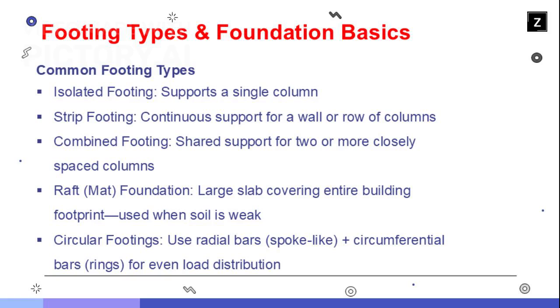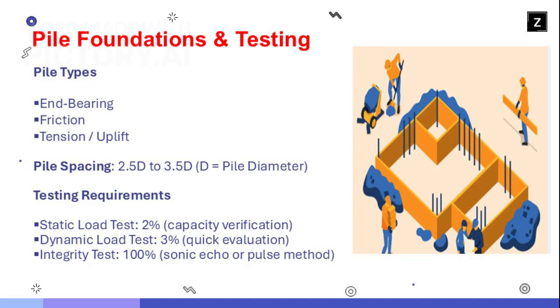Pile foundations are preferred for better stability. Piles are used when surface soil is weak. Types include end bearing, load transfer deep; friction, resistance along shaft; tension or uplift, counter upward forces. Pile spacing should be between 2.5 to 3.5 pile diameters for proper load distribution. Testing is mandatory in Dubai: 2% static load test, actual load check; 3% dynamic load test, quick method; 100% integrity test, detects cracks and voids.